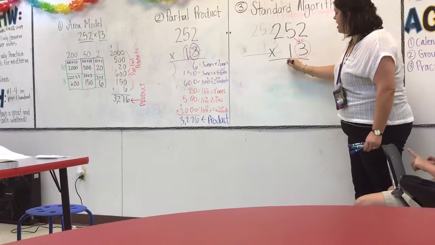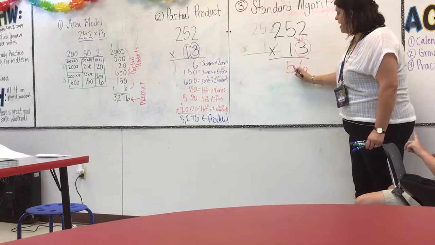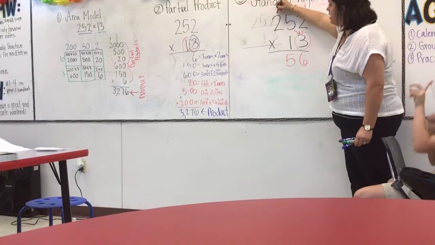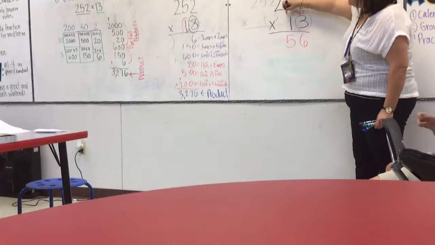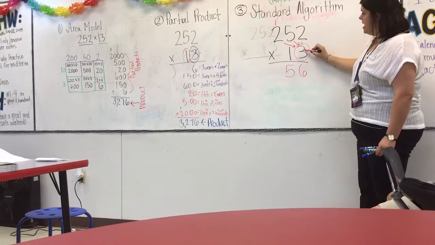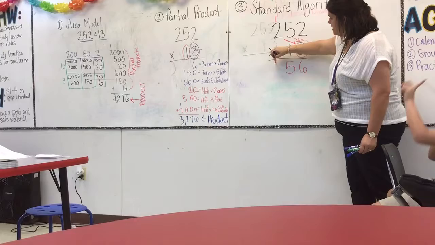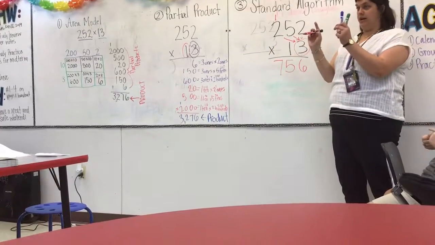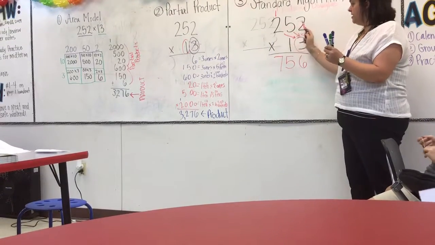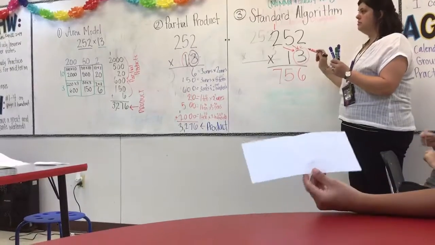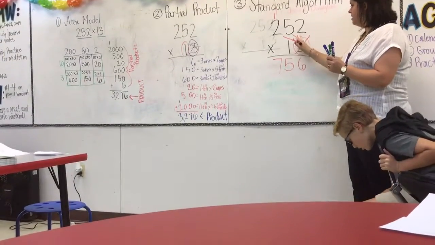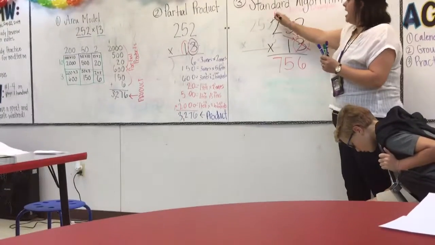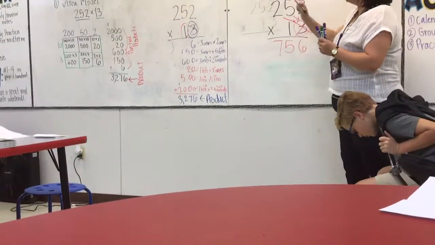Watch what Miss Fraser does. I'm going to write my 5 down and I'm going to carry my 1 over the next number I'm going to multiply with. 2 times 3 is 6, plus 1 is 7. This is very important. Did I multiply all of these numbers by my 3? Yes, I did. So now I'm going to X out the 3 because I'm finished with it. I'm going to X out the number I carried because I'm finished with it.